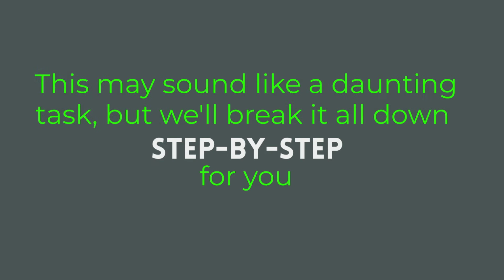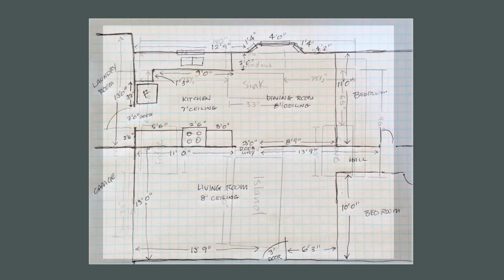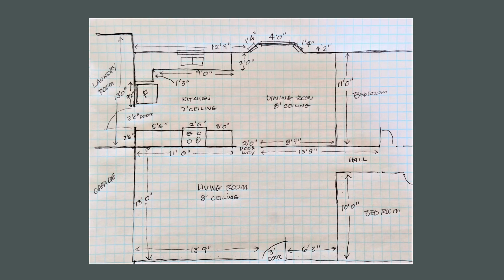This may sound like a daunting task, but we'll break it all down step by step for you. Here are a couple of examples of what your finished sketch should look like. We're going to be using a kitchen as our drawing example today because it's a more complex room to measure and sketch. So let's get started.